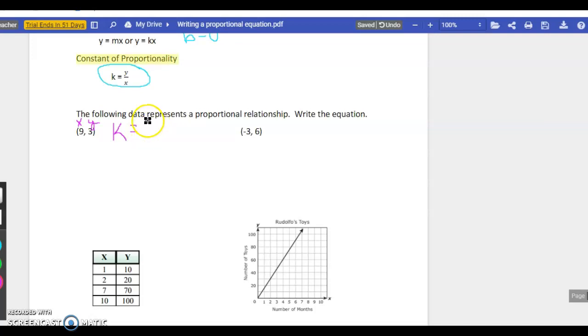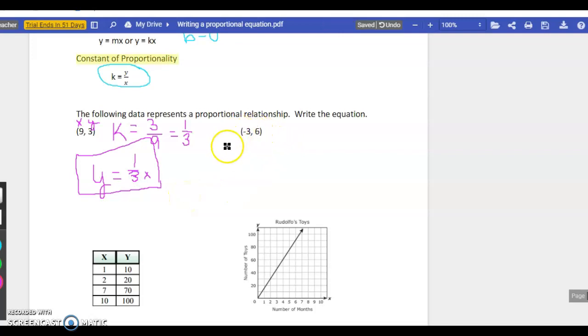then all we have to do is simply write 3 over 9. That's y over x, and 3 over 9 simplifies to 1/3. So our k value is 1/3, which means our equation for this ordered pair would be y equals 1/3 x. Okay, and that would be our final answer. So we're not just solving for k, we're then taking it and putting it into our equation.